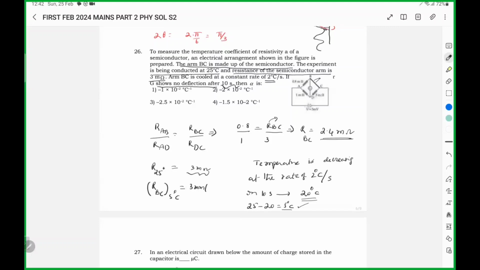3 mm into 1 plus alpha 5 minus 25. It is already 2.4, which we calculated in milliohms, which is equal to 1 plus alpha into minus 20. 1 minus 20 alpha is 0.8. 0.2 is 20 alpha. Alpha is 0.2 by 20, 0.1 by 10, 1 into 10 power minus 2 per degree centigrade.